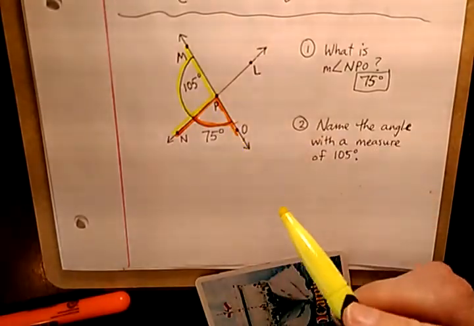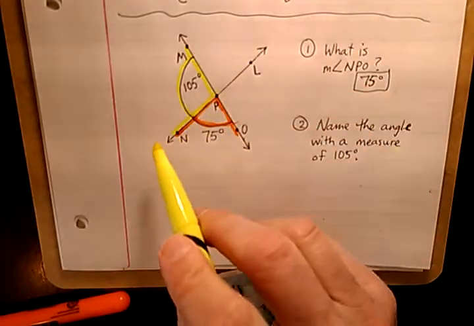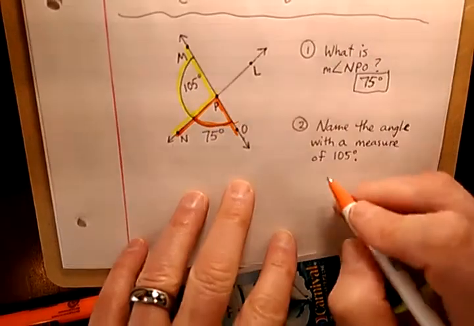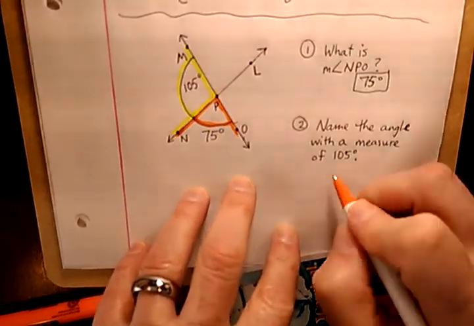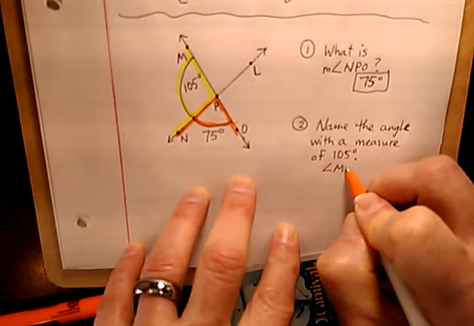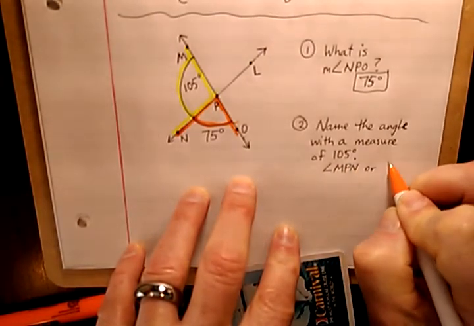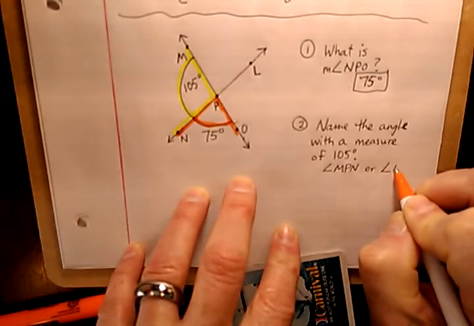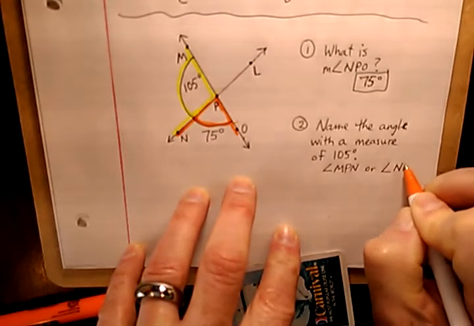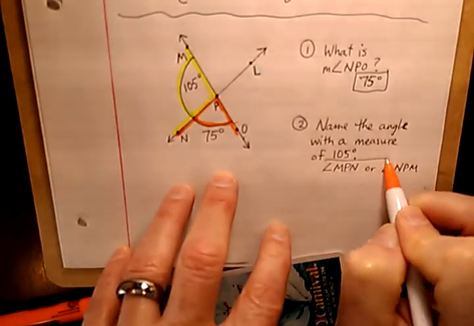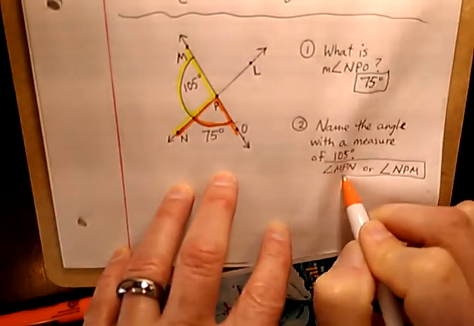And you know that we can name it two ways, MPN, or we could start with the N and say NPM. So let's write both of those. The name of that angle is angle MPN, or angle NPM. Both of those are good names for that 105-degree angle.